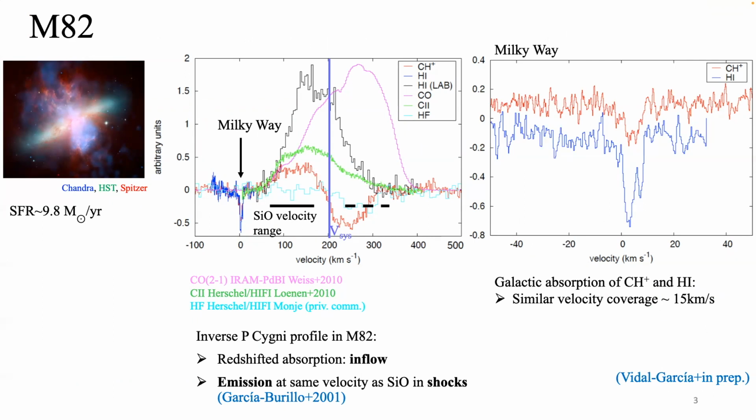This black bar here is the velocity range of shocks seen in SiO. And as you see, it corresponds with the emission of CH+ in this profile. Here I do a zoom on the Milky Way absorption, in which we can see how similar the velocity ranges of CH+ absorption and HI are.